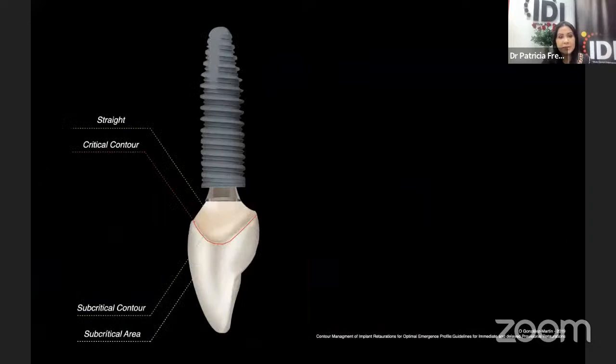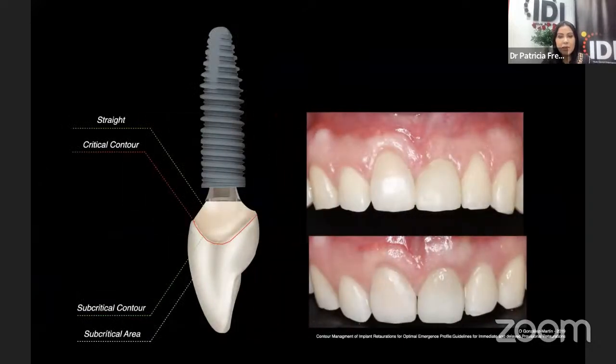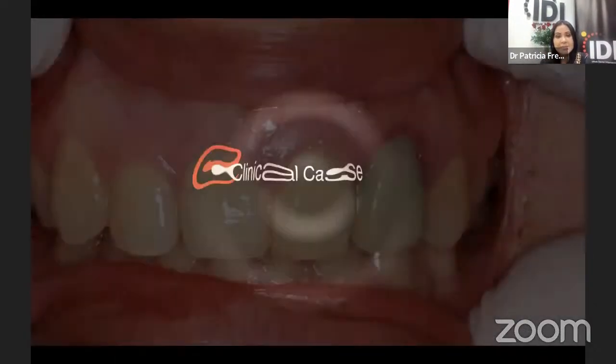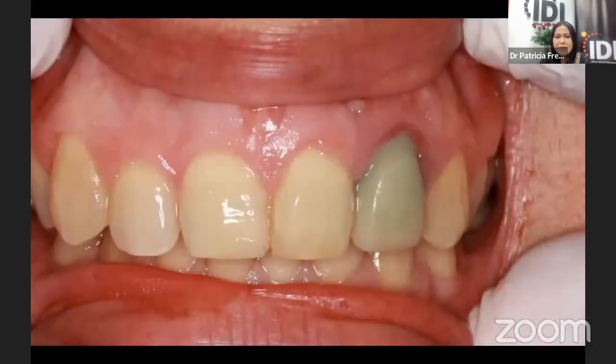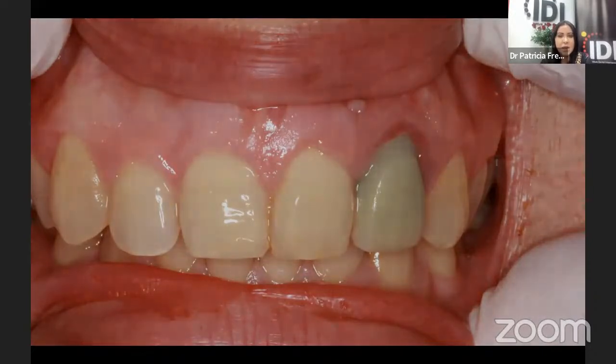Just with composite. So now that we got the desired result, we can leave our subcritical area straight to maintain. This is a clinical case, a very challenging one. See, the dark crown, it's apically with its margin, so it's a very challenging case.